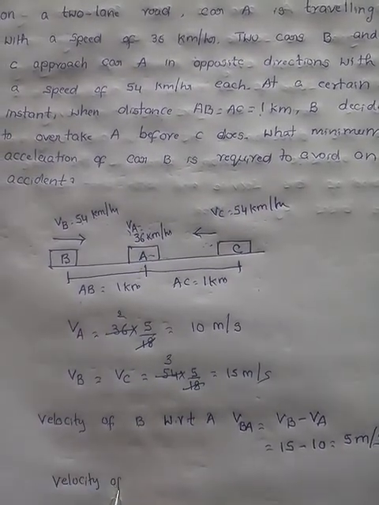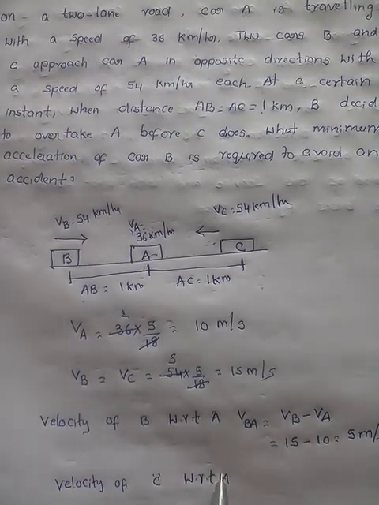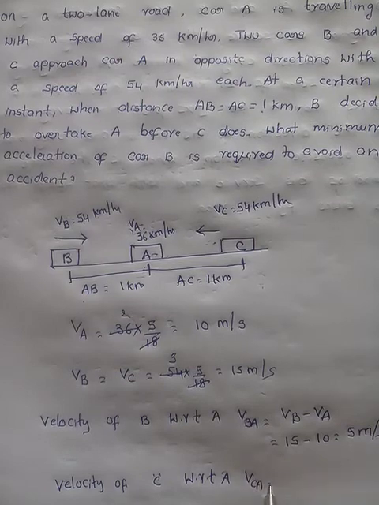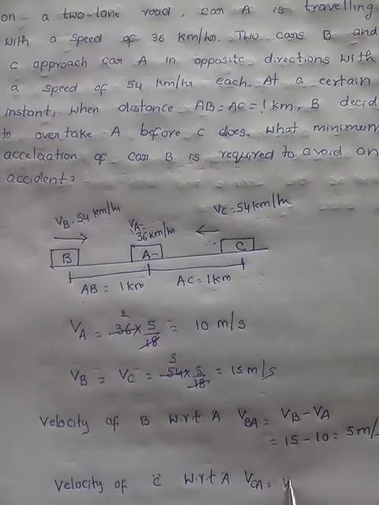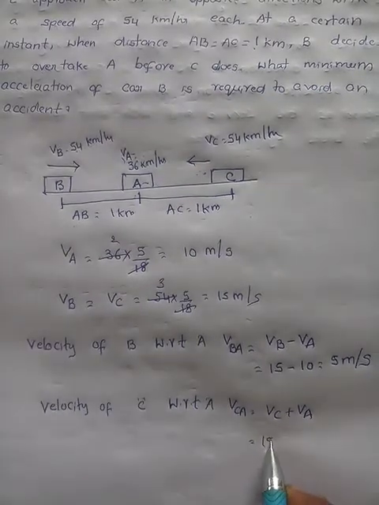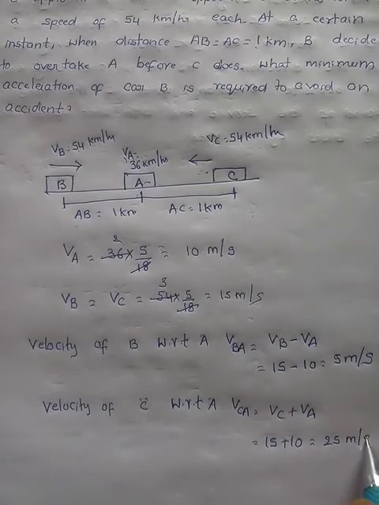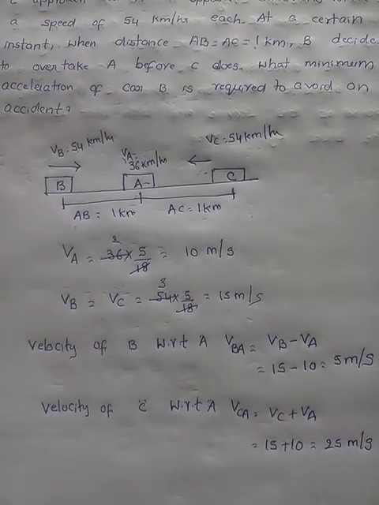Similarly, the velocity of C with respect to A, VCA, is equal to VC plus VA. 15 plus 10, that is equal to 25 meters per second.